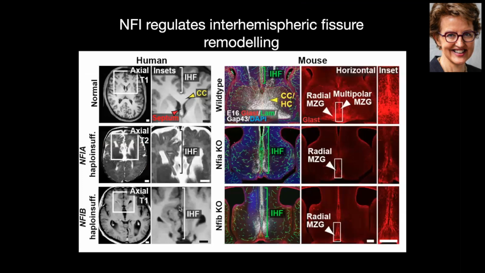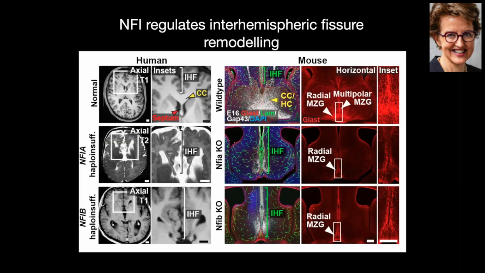And interestingly, the molecular mechanisms of this turn out to be highly relevant to our study of the nuclear factor 1 genes. So here are two patients that have nuclear factor 1A or B haploinsufficiency with complete open interhemispheric fissure and a large interhemispheric fissure. These are the single knockout mice, just to demonstrate they have the same phenotype, open interhemispheric fissure here of the septum. And this is the wild type littermates.